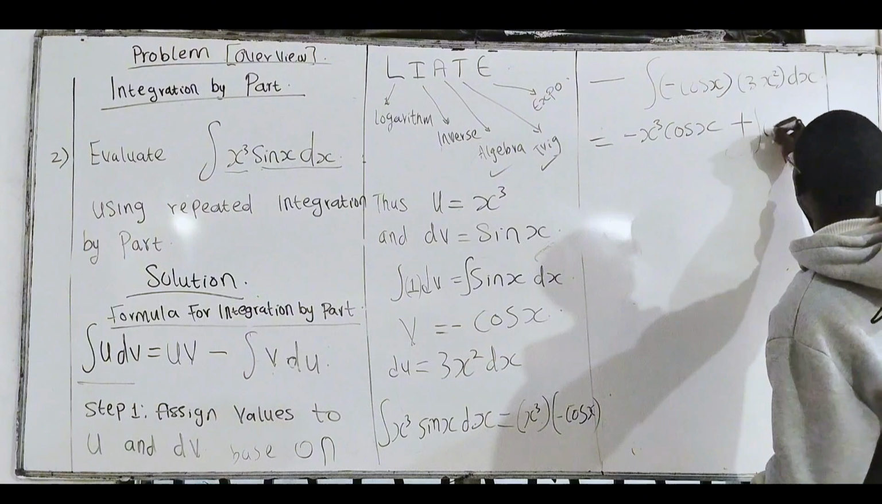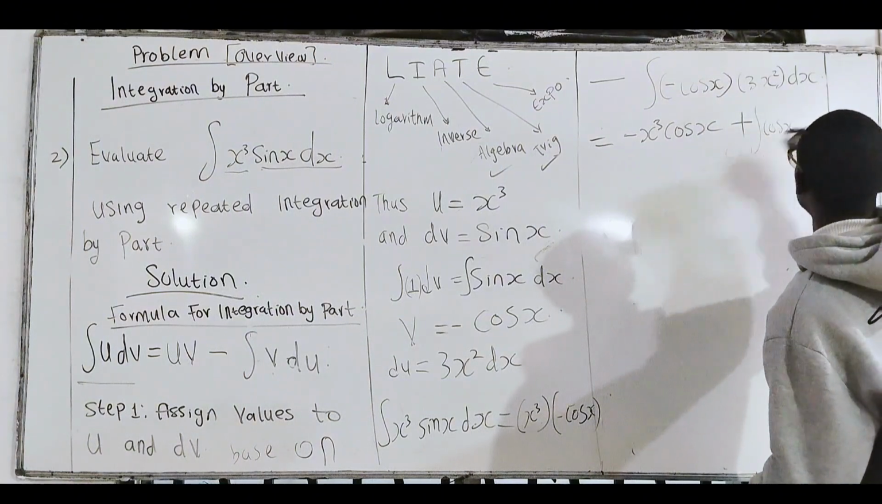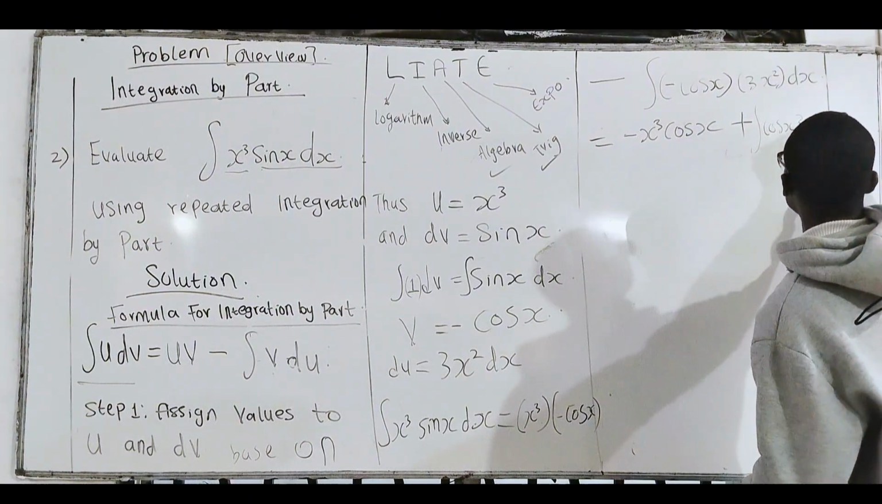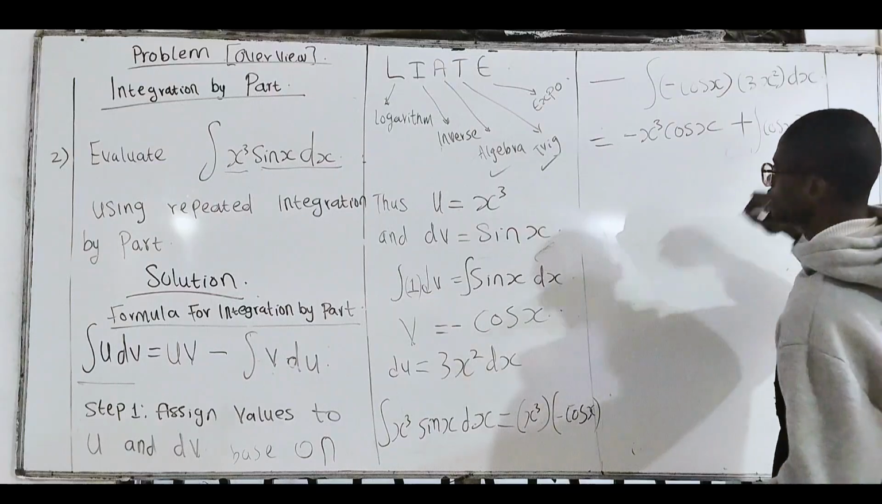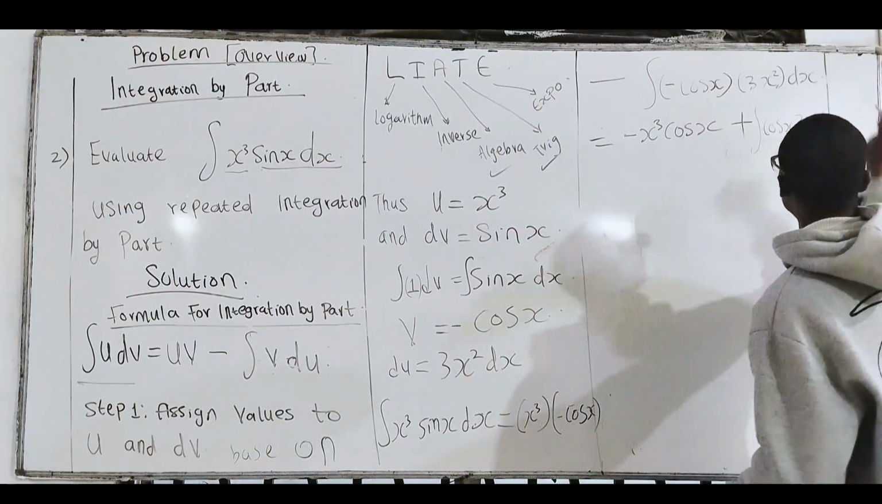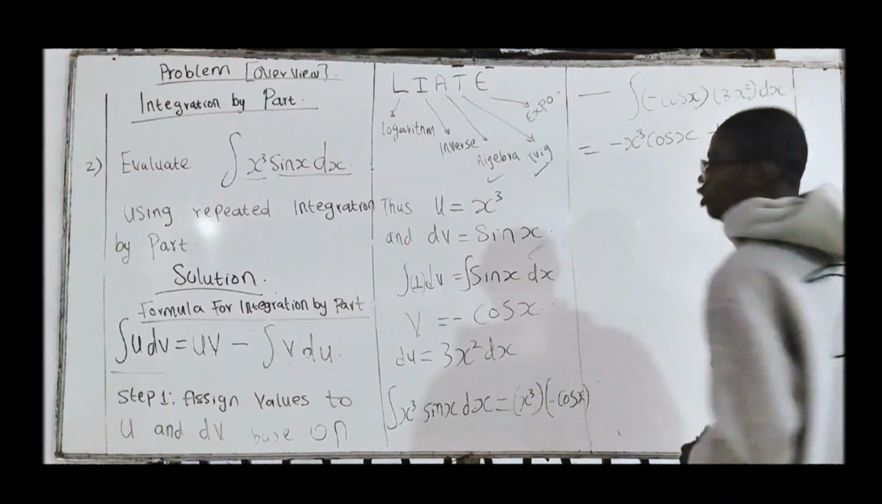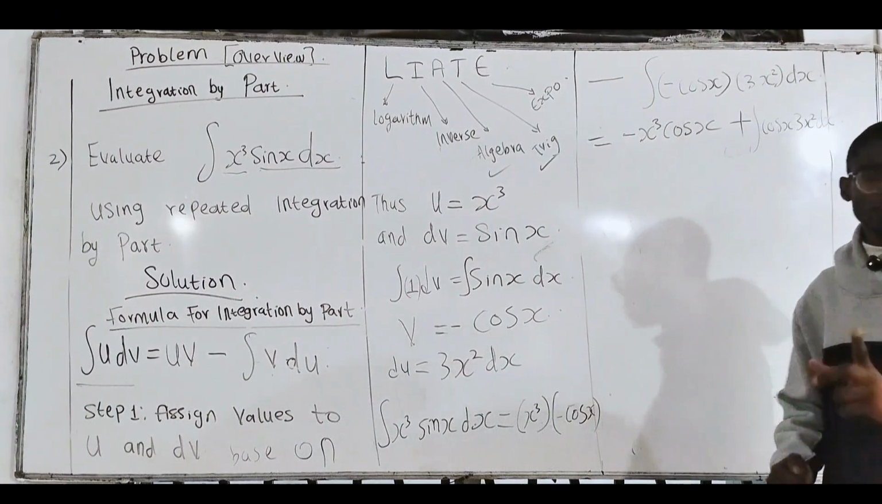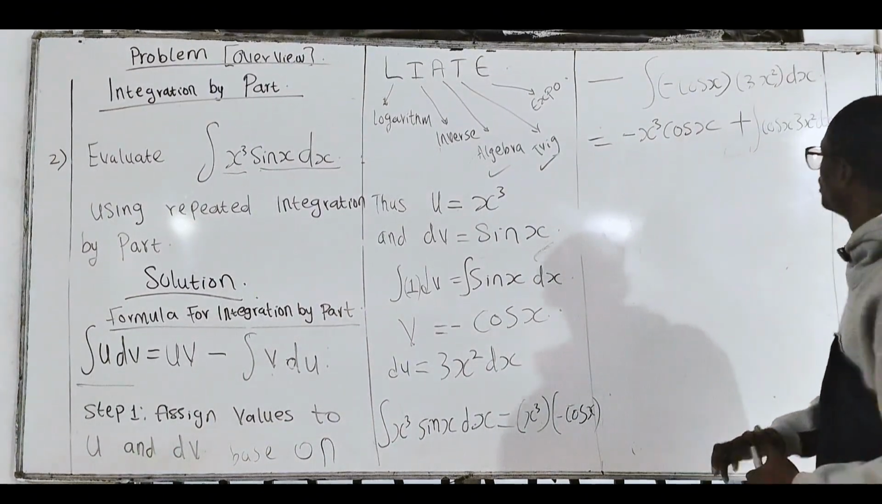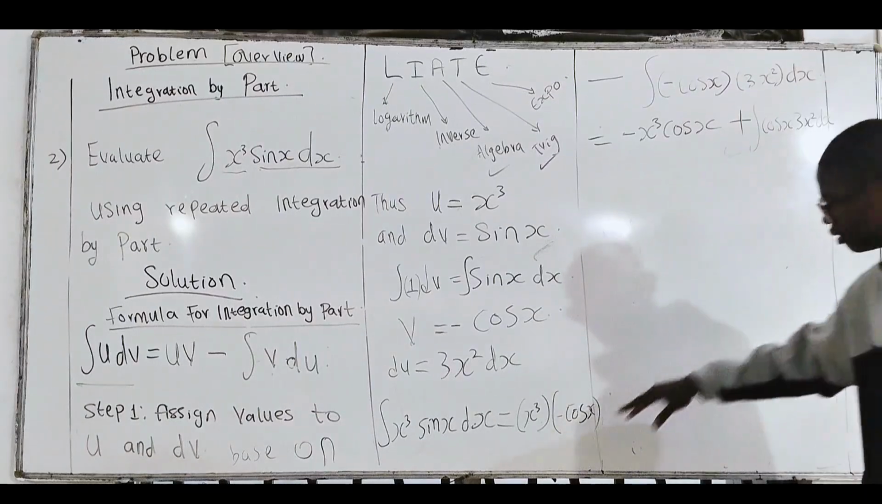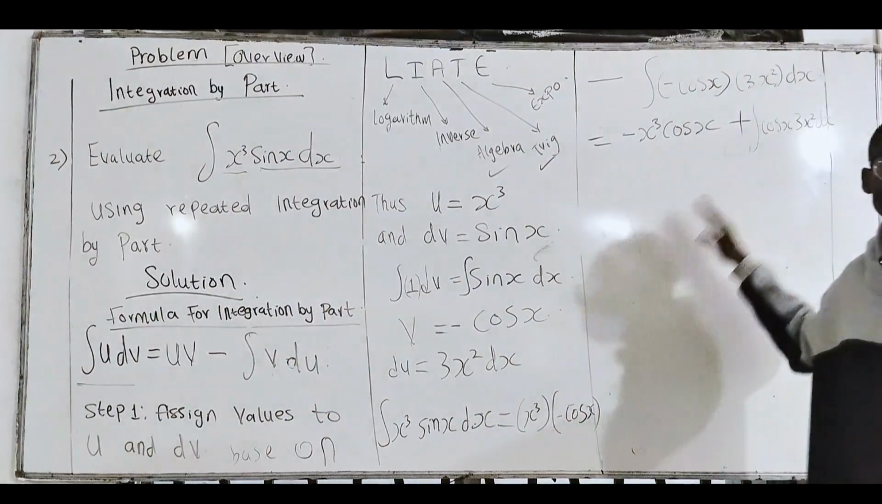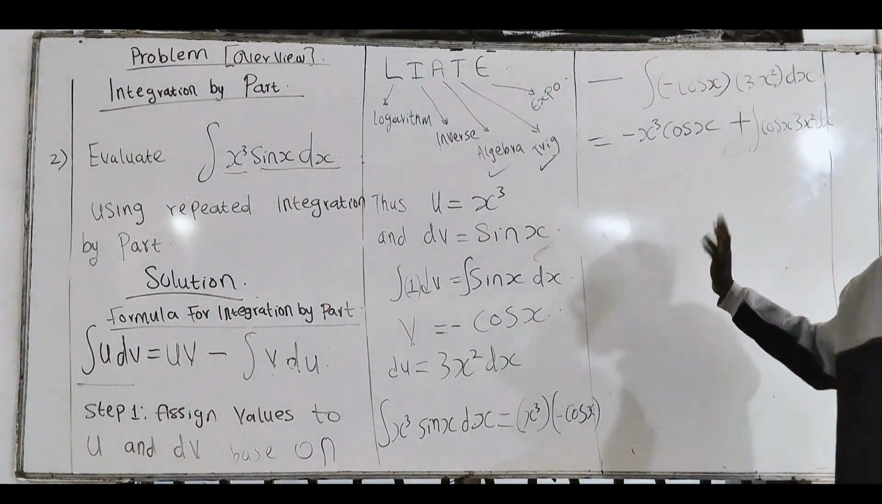So now, integral of cos x 3x squared dx. Is it clear? Is there any question? Okay, a question: you said you didn't understand the last part, right? Look at what we did. Do you understand how we got all this stuff, or do you understand it also?